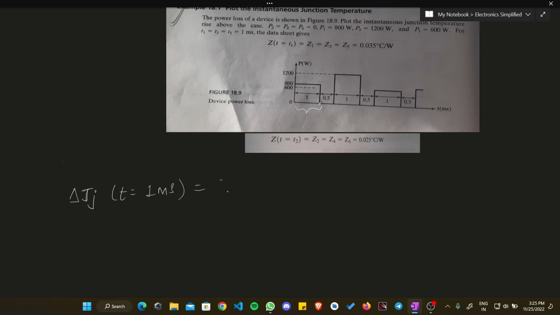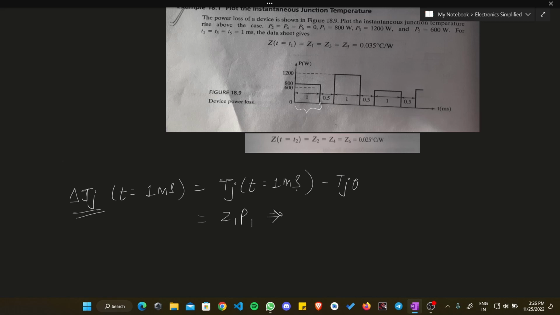Now according to our formula, delta Tj is equal to Tj at any time t, and the time which we have taken here for the first pulse is 1 millisecond, minus the initial junction temperature Tj0, right? So this is equivalent to delta Tj, that is the difference in the junction temperature. Okay, so now delta Tj at t equal to 1 millisecond, what will it be equal to? It will be equal to Z1 into P1, as we have discussed in the formula earlier.